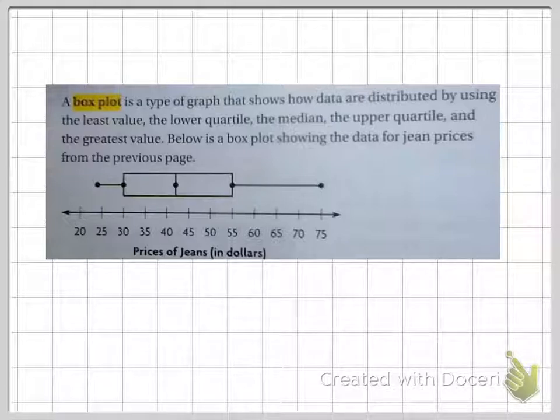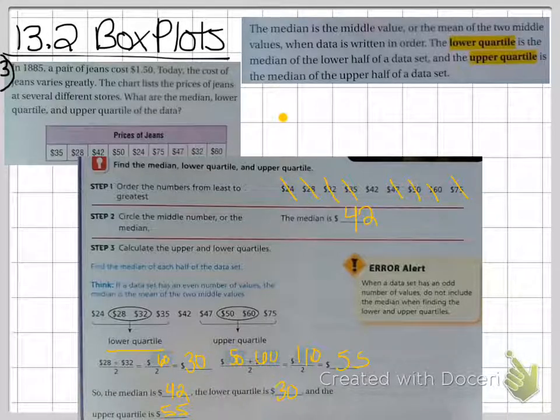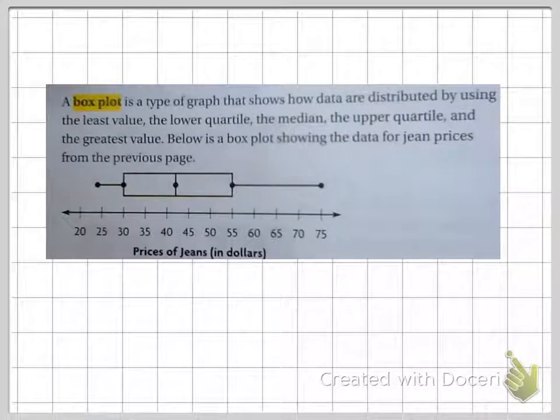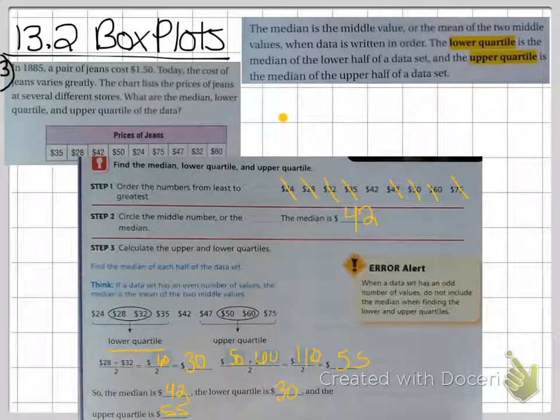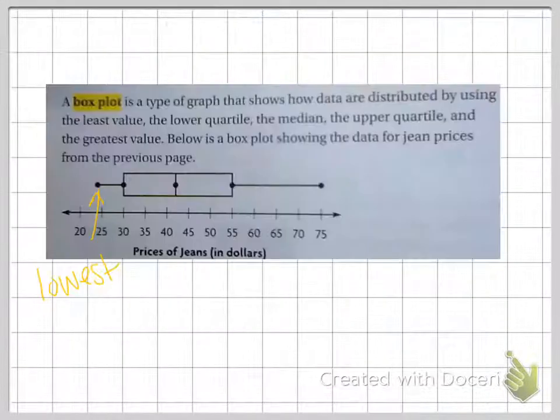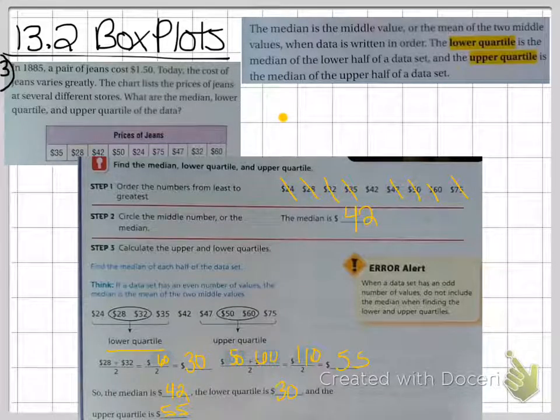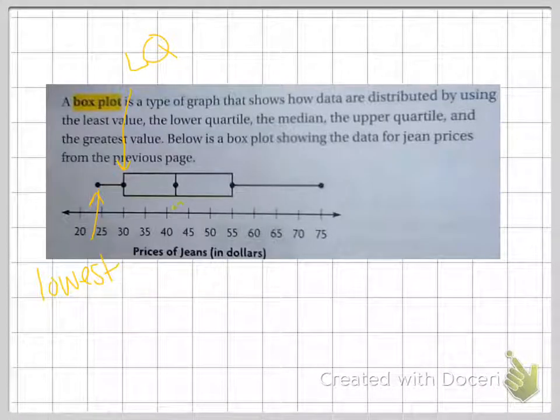So the lowest price of jeans was $24, and that's marked here as our lowest. Then we have our lower quartile, that $30, which is represented here. I'm going to abbreviate with an LQ. Then we have our median, which was $42. There it is.